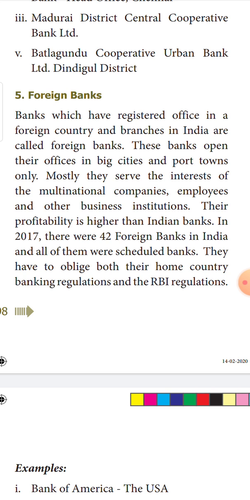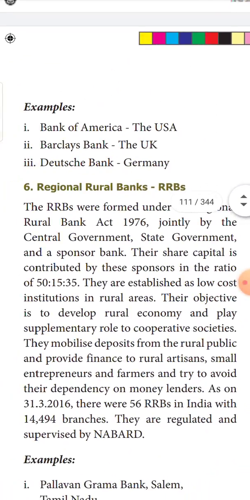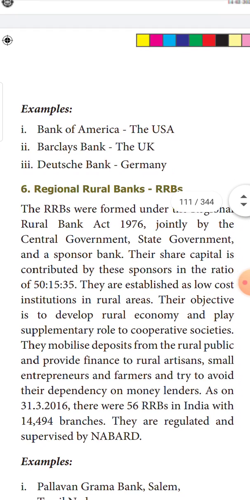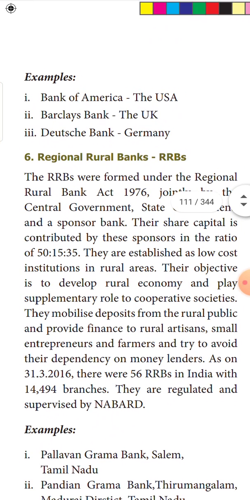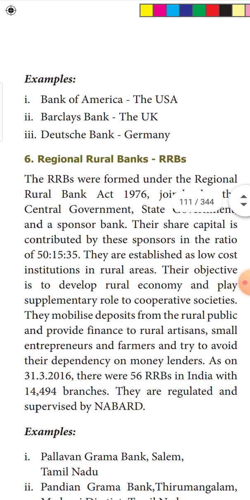And they have to oblige. Obliging means follow. They have to follow all the rules of the parent country as well as Indian norms. They have to follow whatever norms have been specified by our central bank. What is our central bank? Reserve Bank of India. It lays down certain formalities and banking regulations. They have to follow the banking regulations of India as well as the banking regulations prescribed in their home country where the headquarters is established.